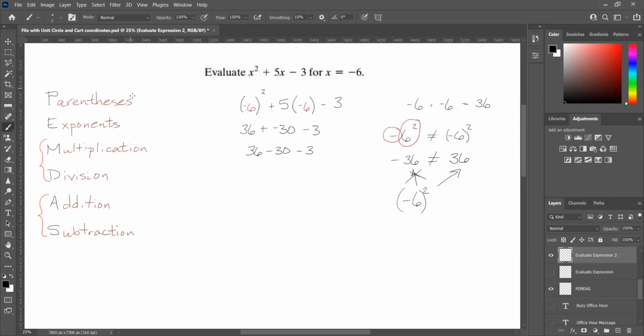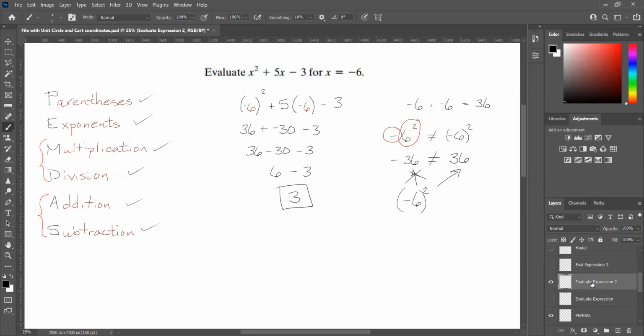And so we've done our parentheses. There weren't any, so we didn't worry about that. We did exponents, where we squared the negative 6. We took care of the multiplication, the 5 times negative 6. There was no division. All we have is subtraction. 36 minus 30 is 6. And then we have minus 3, which is 3. So that would be the evaluation of this particular expression when x equals negative 6.